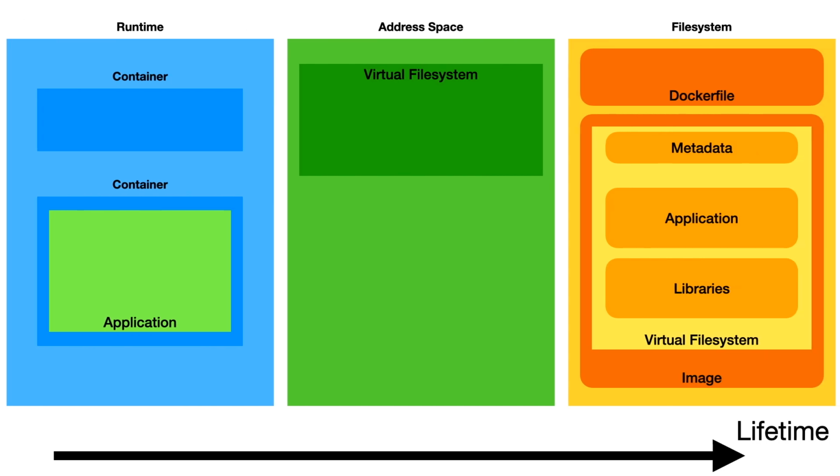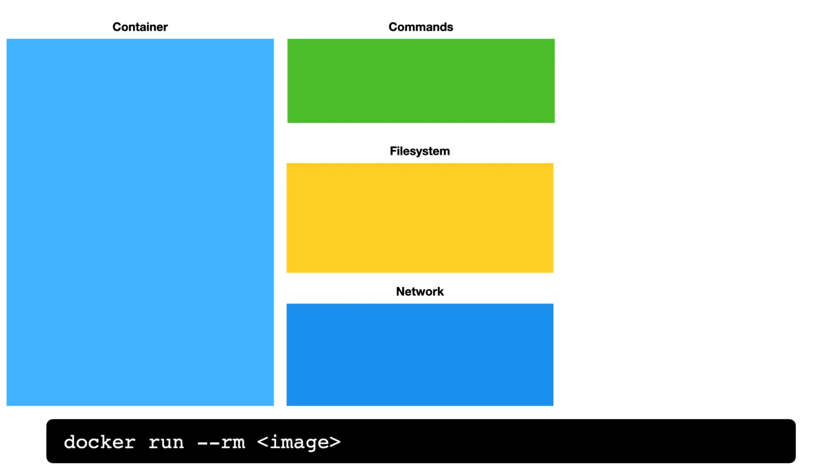And when you run the image, you will get a new instance of it named a container. A Docker container makes your application think it is running on a virtual file system, and its lifetime is the shortest and should last while your application is running. A Docker container has interfaces to commands, file system, and network, and we will start the seminar by learning these interfaces.